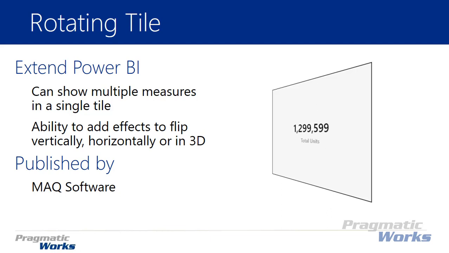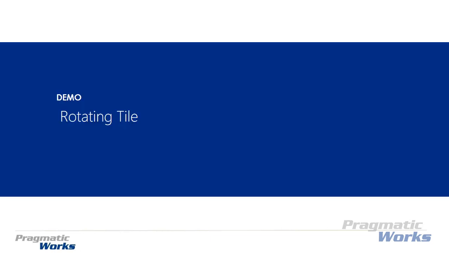And the real benefit to this is it saves you a lot in the real estate department. When I say that, I mean the real estate you have on the design canvas is now much less limited because you can have one single section that's devoted to 4, 5, 6 different measures, and it just rotates between those different measures. You can flip it vertically, horizontally, or you can even make it into a 3D tile, which you can see here on the screen right now. This one's developed by MAQ Software. Let's go ahead and take a look at where you can download this one and how to use the rotating tile.